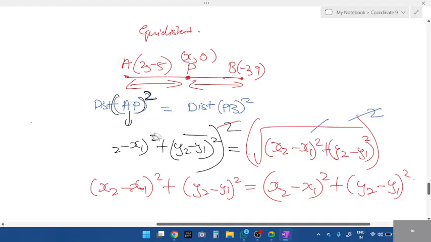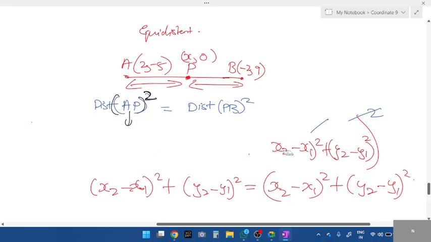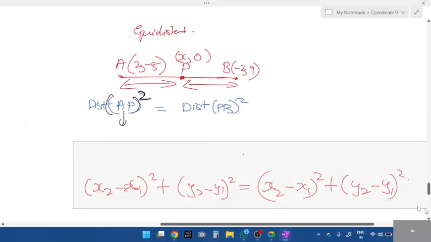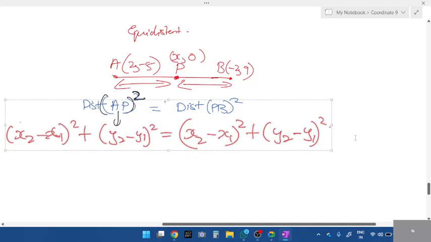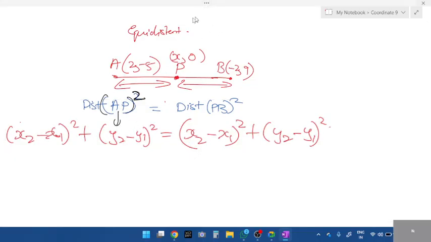See, you don't have to write this. This is not required. In exam, this is not required. We know square root gets cancelled. Only this part is required. So write distance AP the whole square is equals to distance of PB the whole square. Now we have two lines.